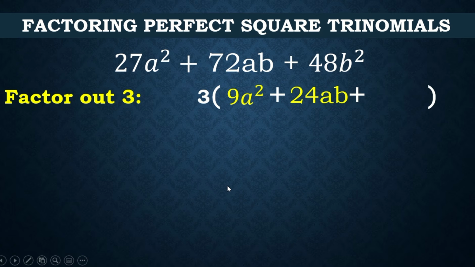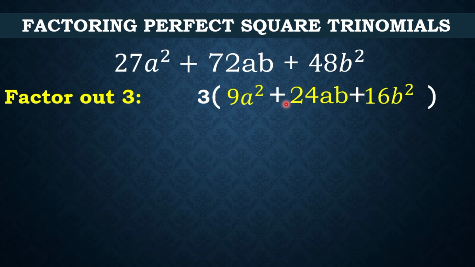Okay. So, again, 72 divided by 3, that is 24. Okay, not 4. So, 72 divided by 3, that is 24ab, and then 48 divided by 3, that is 16b squared. Okay, so, ngayon, kung mapapansin nyo, meron na tayong perfect square trinomial. So, minsan ganun, no? Kapag hindi perfect square yung ating first and last, i-factor out muna natin siya.